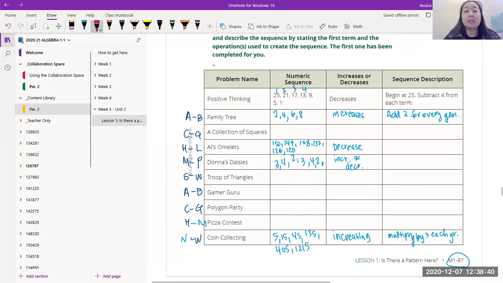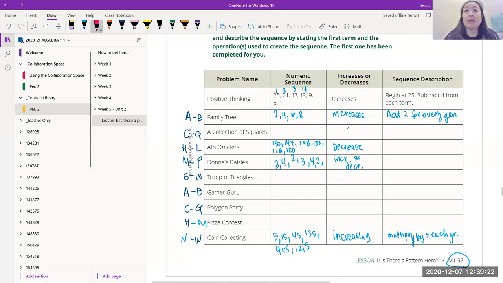We did these together. We got these so far, family tree. And if you're unsure, you could definitely write these in or check these out and see if these are correct. We have Al's omelet and Donna's daisies and coin collecting. And right here we have the numeric sequence. So it's just what each number would be on the Y part, the bottom part of that table, right? And is it increasing or decreasing? And then here, the sequence description, like this one, remember for positive thinking: begin at 25 and subtract 4 from each term, right? And it is definitely decreasing. It goes 25, 21. Remember these numbers right here that we had just done.